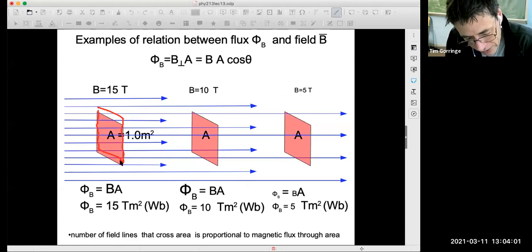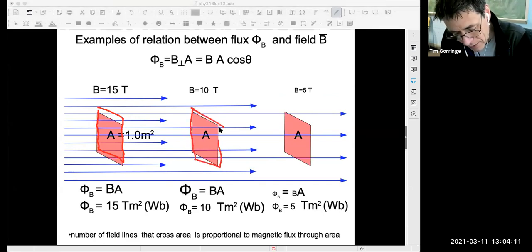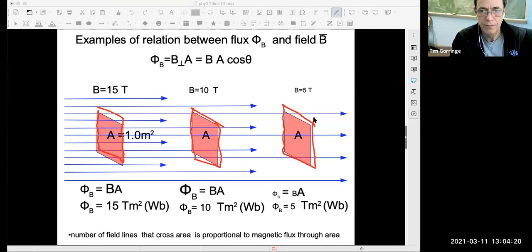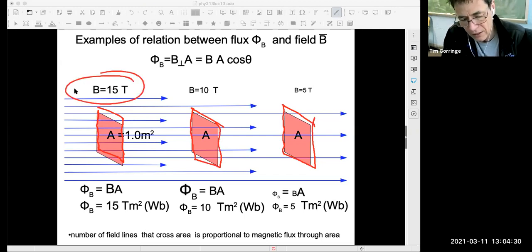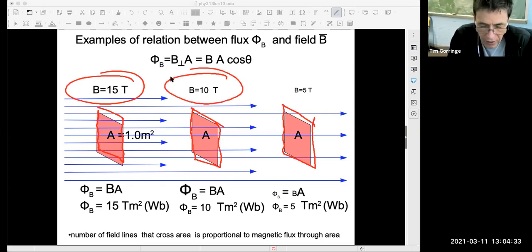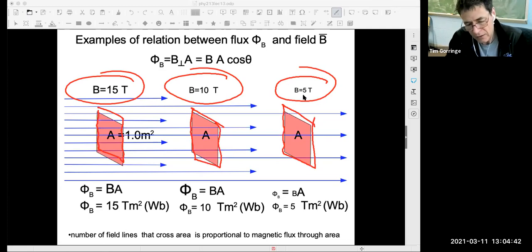Yeah, I've got one surface over here on the left, 1 square meter. I've got one surface in the center, 1 square meter, and I've got one surface over here on the right, 1 square meter. They're all the same surfaces, but they're immersed in different magnetic fields. Perpendicular to the surface on the left is a strong 15 Tesla magnetic field. Perpendicular to the surface in the middle is a moderate 10 Tesla magnetic field. And perpendicular to the surface on the right is a weaker 5 Tesla magnetic field.